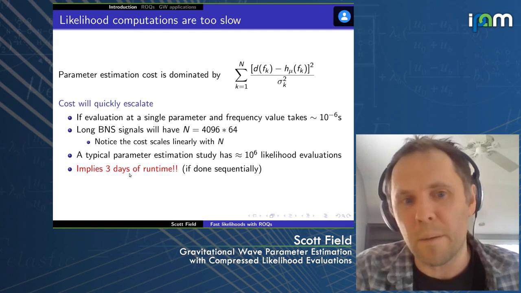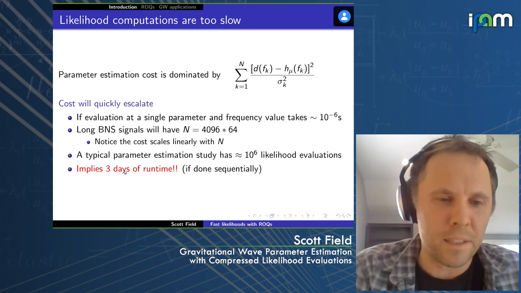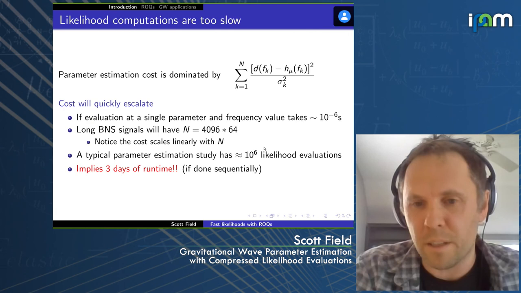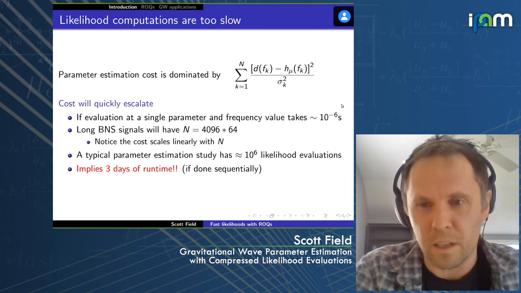Which people don't do, but that's how long it would take if one were doing that. And these numbers are definitely subject to change. So, I mean, this number 10^6 could easily be 10^7. And typically the models are not this fast. So it's somewhat of a best case scenario, but this kind of shows how the cost can escalate quickly.